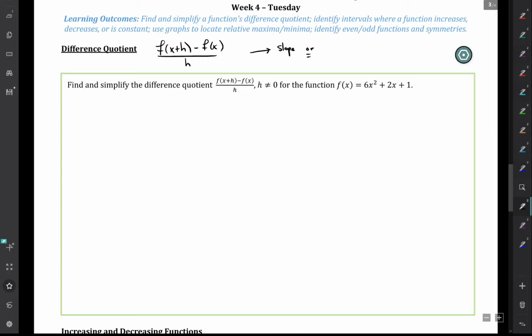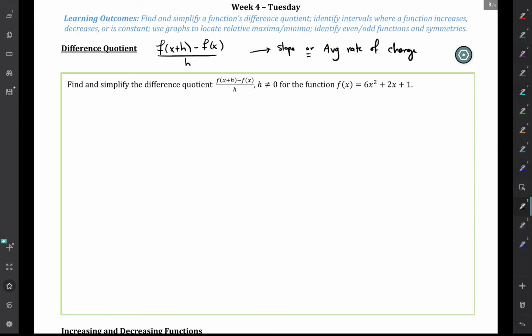or the average rate of change of the function f of x. And so this is really important if you're thinking of a function that's modeling things like the stock market or modeling temperature. You want to know, is this going up or is it going down, and then how quickly is it going up or going down. Okay, so it's always the same process for evaluating a difference quotient.